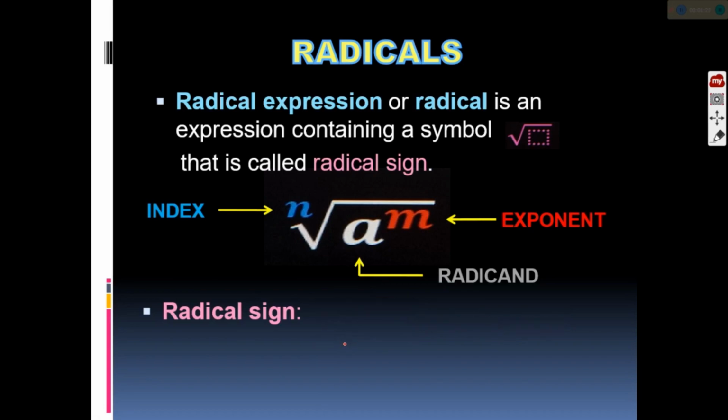Next is, the index is 3. So, to read this, it is cube root. And then, let's say the index is 4. It is fourth root of kung may laman po sa loob ng radical sign. Okay? So, that's it for the recall of the radicals, yung parts niya.